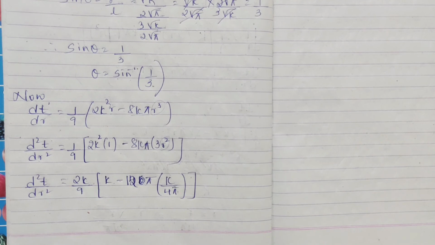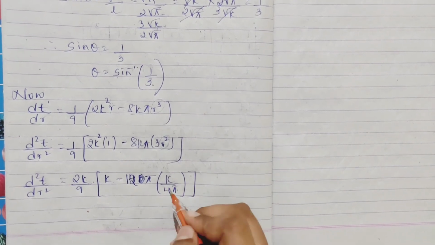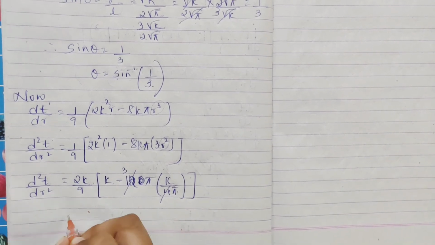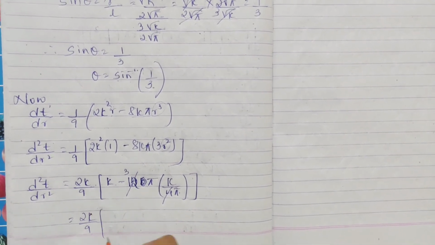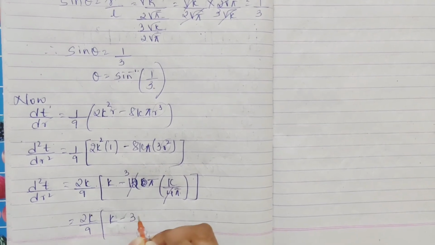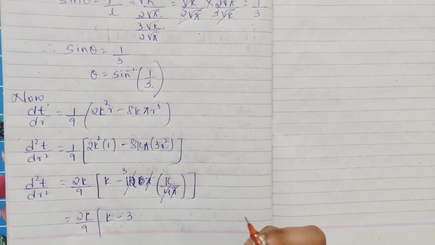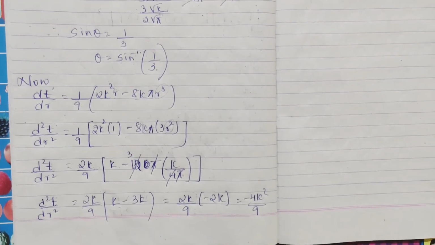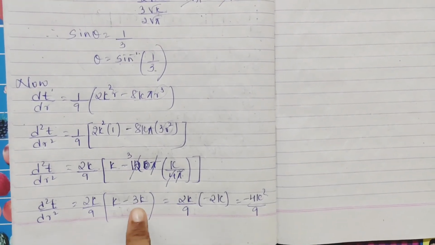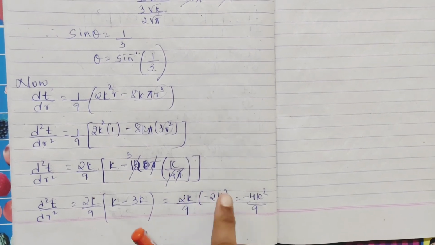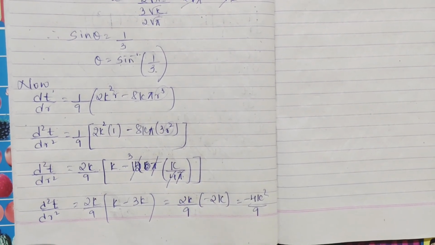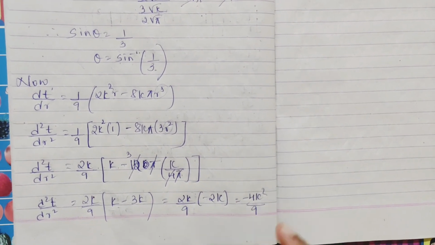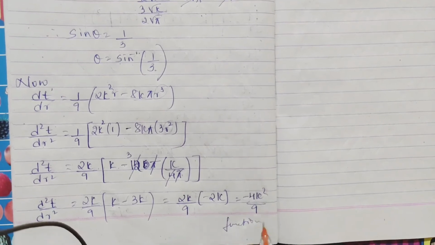R square value is what? K by 4 pi, then 4 1s are 4, 3s are 12, so I have 2k by 9, and here I have 1 minus 3. Here pi also cancels, so I have 3k. So if you multiply, you have k minus 3k, and k minus 3k is minus 2k only. So whatever you get, the value you are getting is negative, right? See here, minus 2k square by 9. So at the end you are getting negative, so the function is maximum.